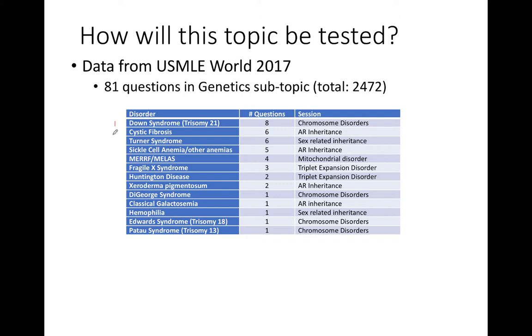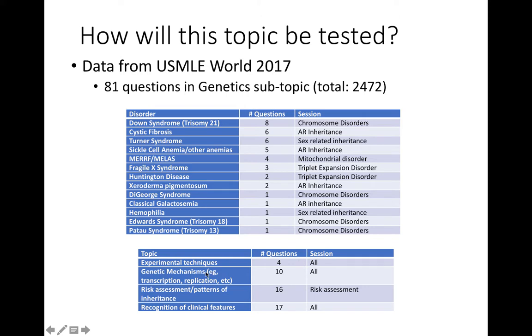You can see some of the others: cystic fibrosis, which is the most common autosomal recessive disorder, a sex chromosome defect seen in females called Turner syndrome. We see mitochondrial disorders, triplet expansion disorders, Fragile X and Huntington, and some less commonly tested. So, in essence, what this means is you don't have to know a whole variety of different disorders to be able to answer these questions. You just need to know the general concepts behind some of these, and you will need to be able to remember which ones are autosomal recessive versus dominant, etc.